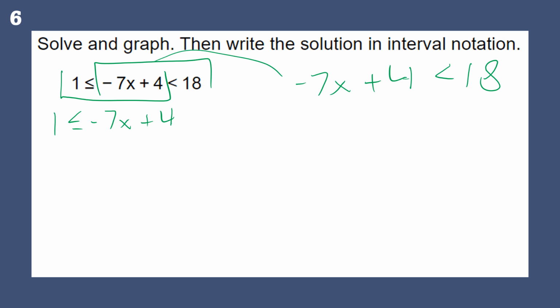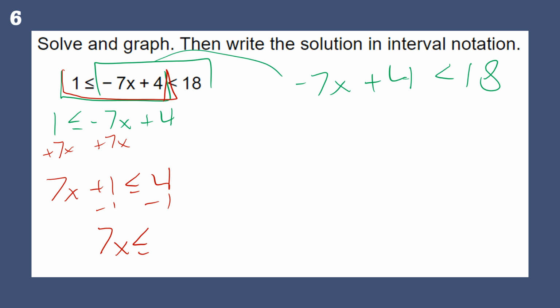So we've split it into two. I'm going to solve one of them at a time. So the left part, notice I just went ahead and took the left part of that inequality, and I'm going to solve it by getting the variable on the left. So add 7x. So I get 7x plus 1 is less than or equal to 4, subtract 1, 7x is less than or equal to 3. And then the last thing I need to do here is divide by 7. So I'm going to get x is less than or equal to 3 divided by 7.